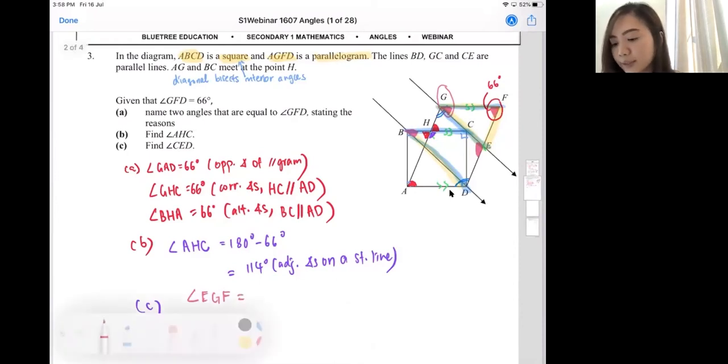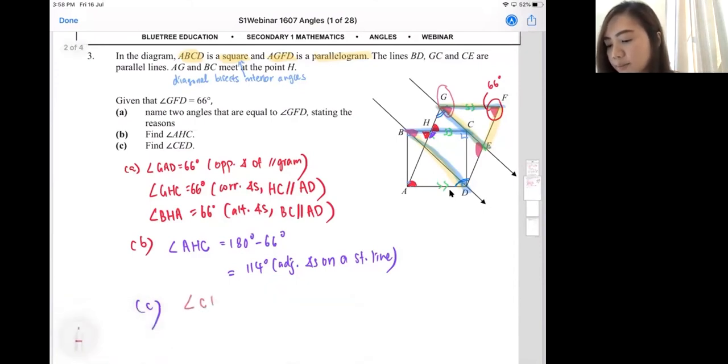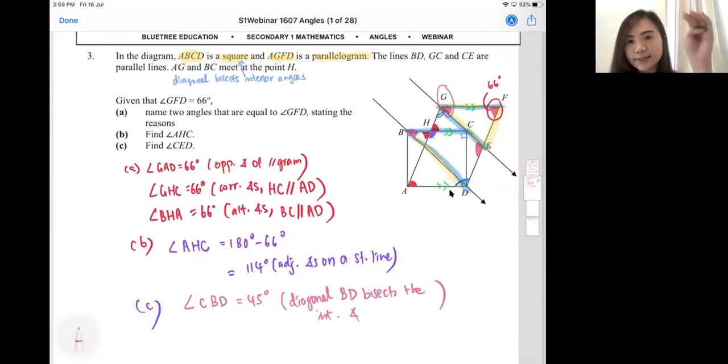But before we use that, we have to first write down, let me write down first, angle CBD is 45. How do we know that? Because the diagonal of a square bisects the interior angle. It bisects the 90 degrees. It cuts 90 degrees into two parts. So we know that this is 45.